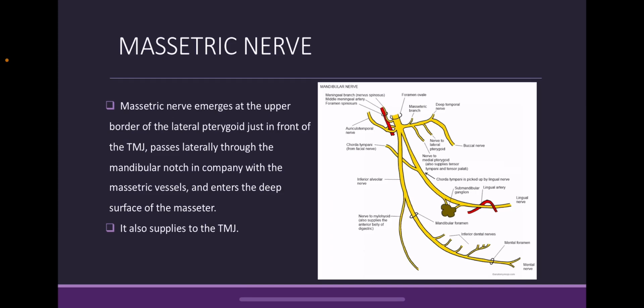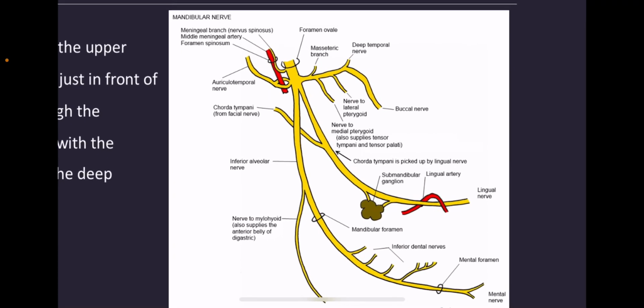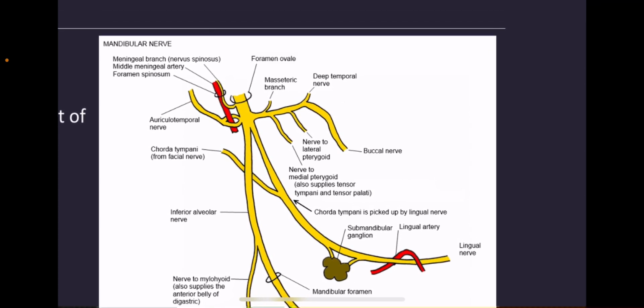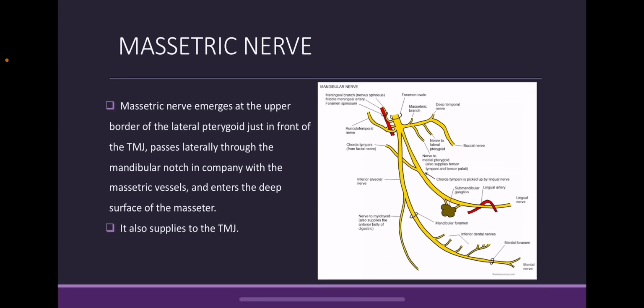Masseteric nerve. The masseteric nerve emerges at the upper border of the lateral pterygoid just in front of the temporomandibular joint, passes laterally through the mandibular notch, and in company with the masseteric vessels enters the deep surface of the masseter. It also supplies the temporomandibular joint.